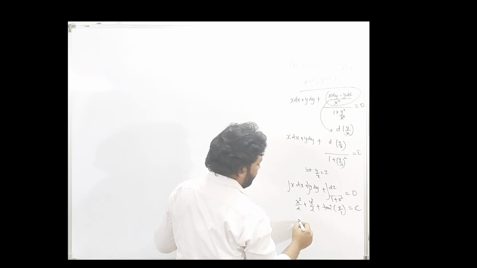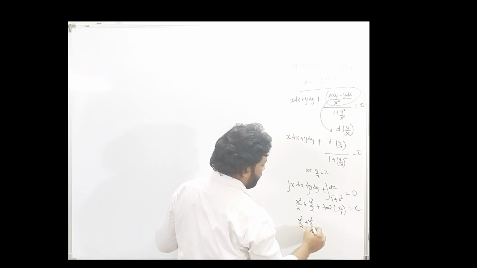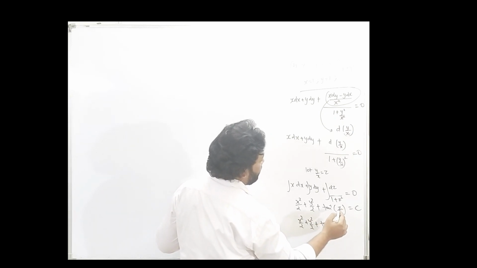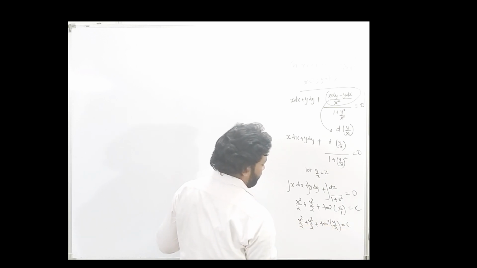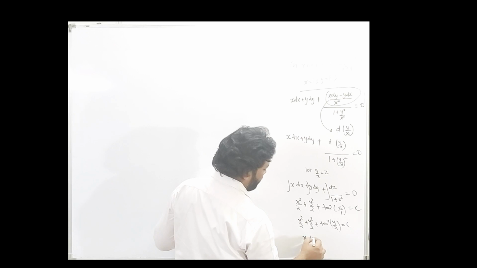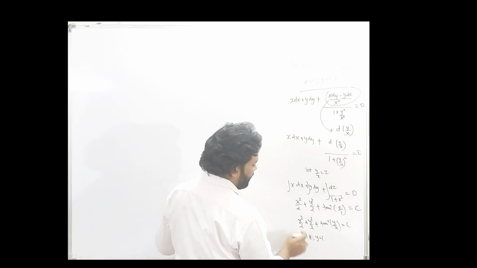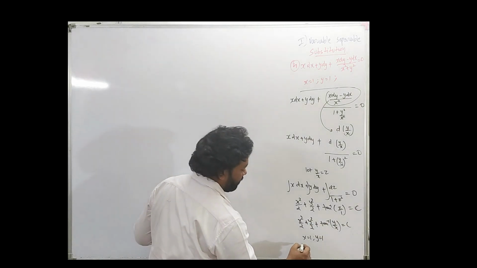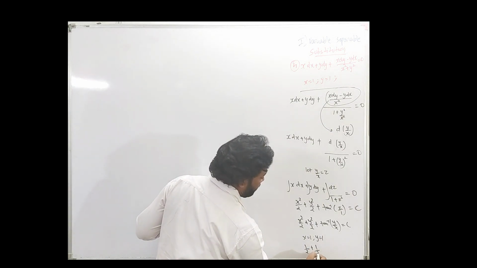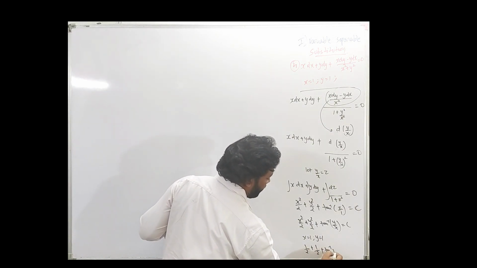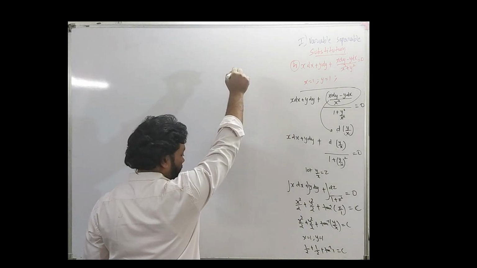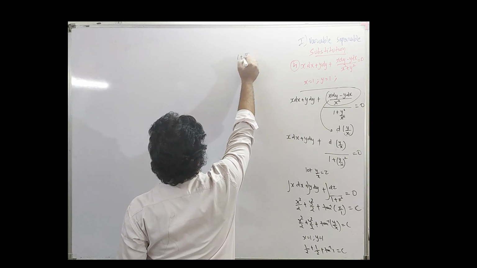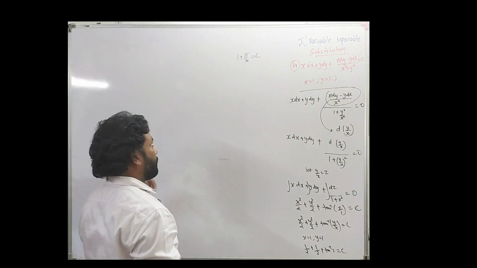So further substituting the value of z, the value of z is y by x, right? Now we have been given that x is equal to 1 and y equal to 1. So let us put these values and we'll get the value of the constant. So 1 by 2 plus 1 by 2 plus tan inverse of 1 equal to c. Tan inverse of 1 is pi by 4. So 1 plus pi by 4 is equal to c.